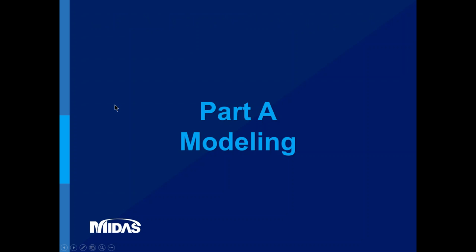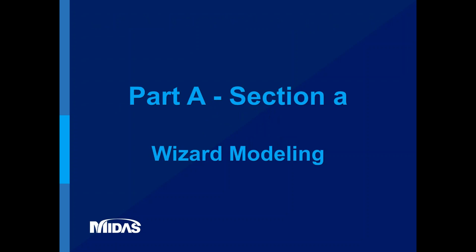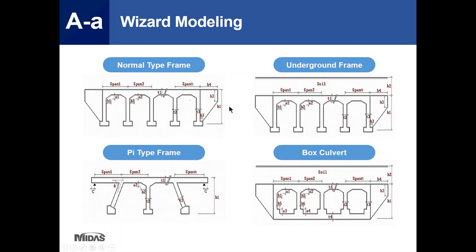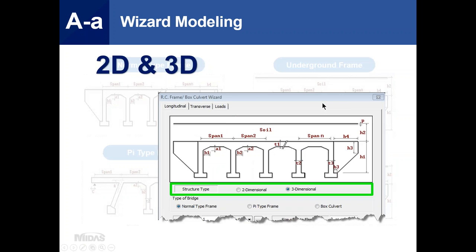So going into the actual modeling, part A, the wizard modeling portion. The normal type of frame, underground frame, or pipe type of frame, and box culvert can all be modeled using the wizard. And all of the structures can be modeled in 2D and 3D format.